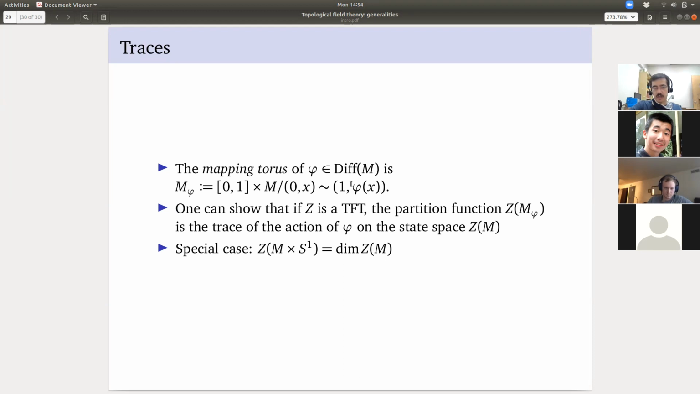But I think it's not too hard to show that the partition function of a mapping torus is the trace of the action of this diffeomorphism on the state space. And the special case is that the trace of the identity, so the mapping torus of the identity is M cross S1. And the trace of the identity is also known as a dimension. So this is just a general fact about, this is dualizability hiding again. The fact that since it must be defined on M cross S1, then this number must be finite.